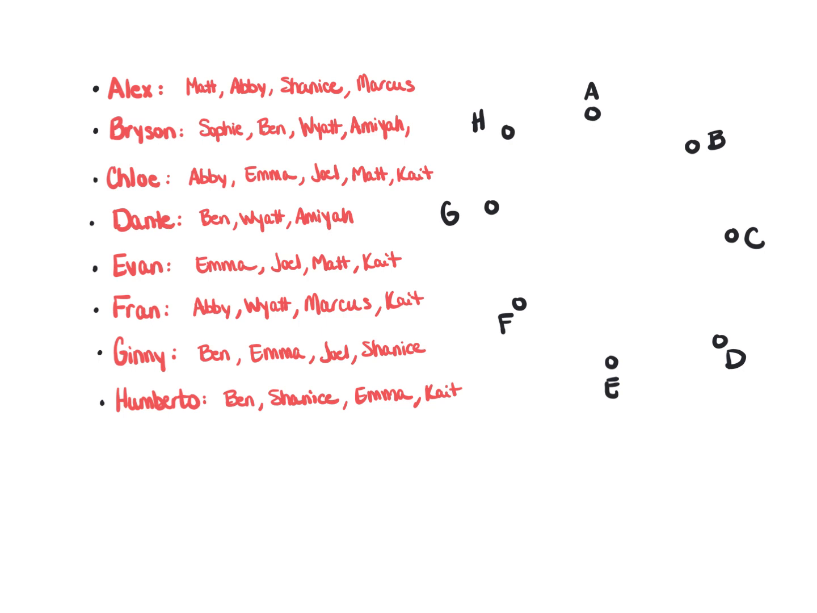So for example, Matt is being invited to Alex's party, and Matt is also being invited to Chloe's party. So we can connect Alex and Chloe together by an edge because they have a guest in common. If I continue to look for other people who are inviting Matt to their party, notice that Matt is also in common with Evan. And so I can connect Alex with Evan, A with E.